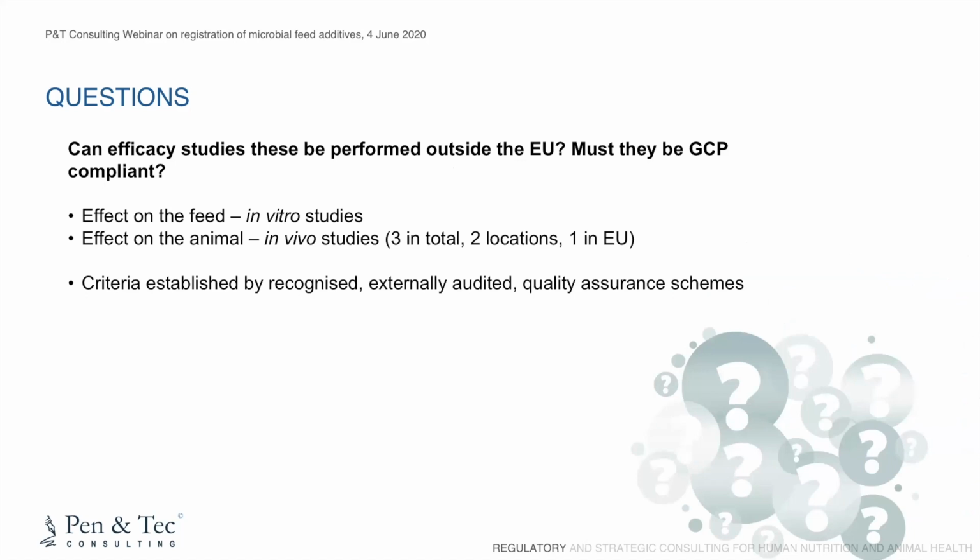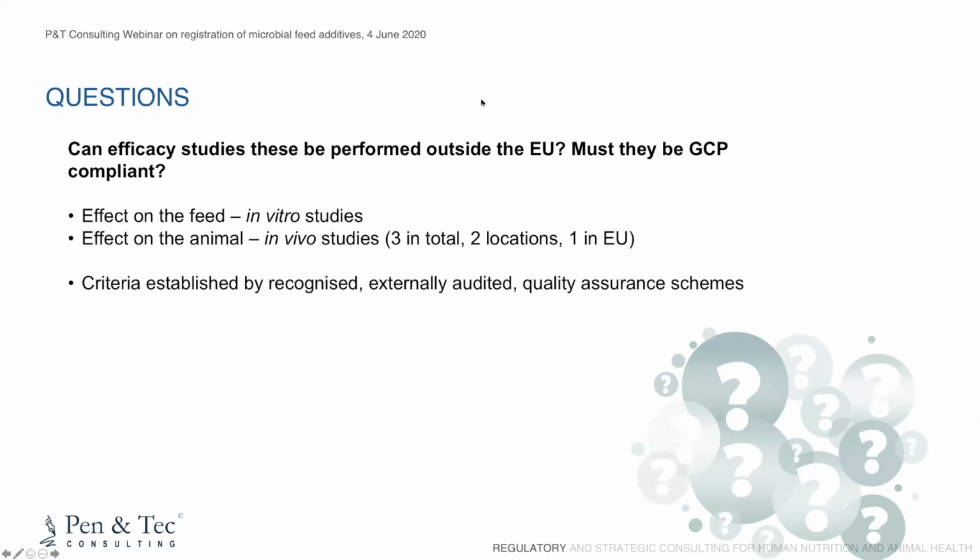The next question is related to whether efficacy studies can be performed outside the European Union and whether these must be conducted at a GCP accredited center or not. Microorganisms can be used in animal nutrition to achieve an effect on the feed itself, for example, as acidifiers, as preservatives, or hygiene condition enhancers. They can also be used to exert an effect on the animal, such as an improvement of performance, for example, as a result of a beneficial effect in the gut flora.